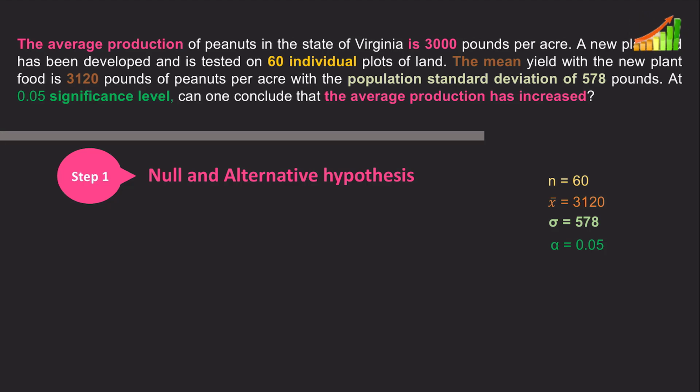Therefore, HA is mu greater than 3000. Then H naught is mu equal 3000. Mu equal 3000 under H naught and mu greater than 3000 under HA. Therefore, this is a right tail test. Why is this a right tail test? Because mu greater than 3000 under the alternative hypothesis HA. Right. Now we go to step 2.